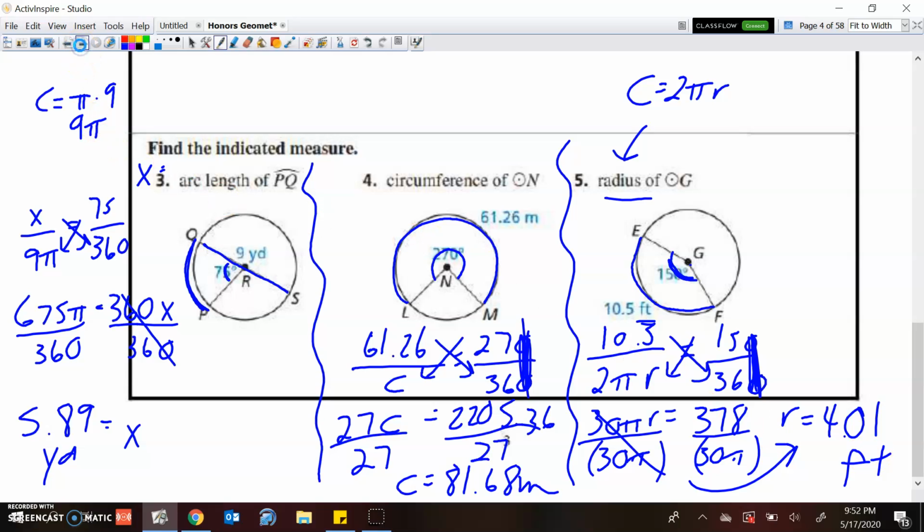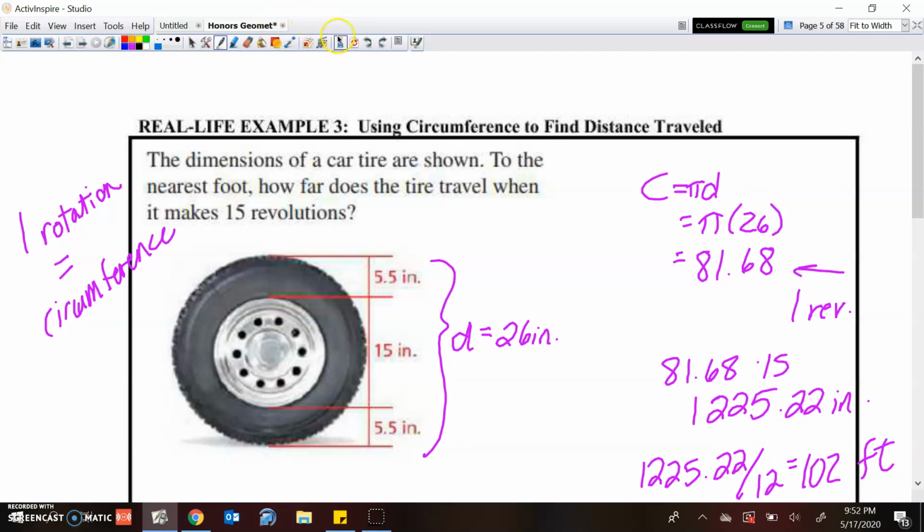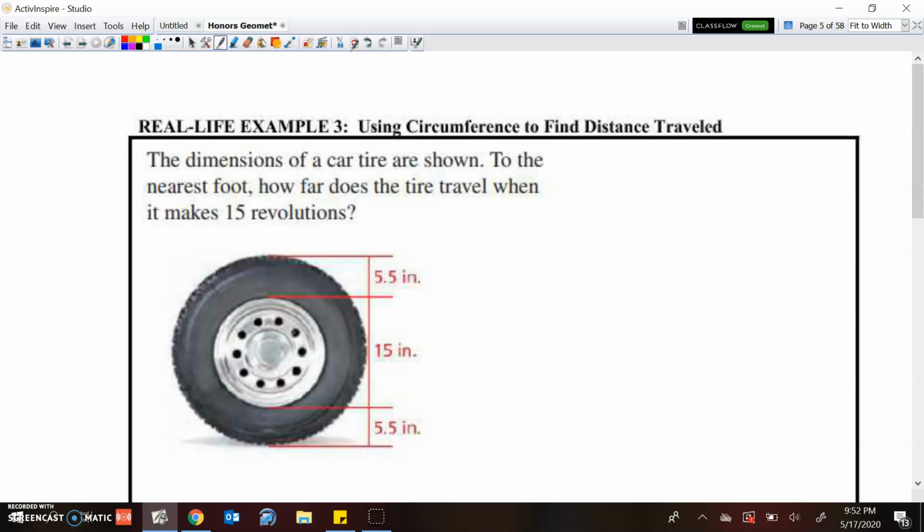This is where it gets kind of interesting. Oops, let's clear it. Where we're going to take a look at applications. So, using circumference to find total distance traveled. So rotations per minute are RPM. Okay, that's what's going on here. So the dimensions of a car tire is shown to the nearest foot. How far does the tire travel when it makes 15 revolutions?